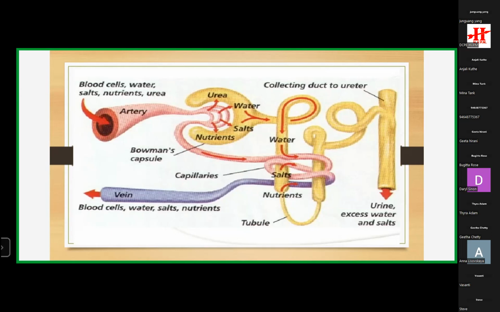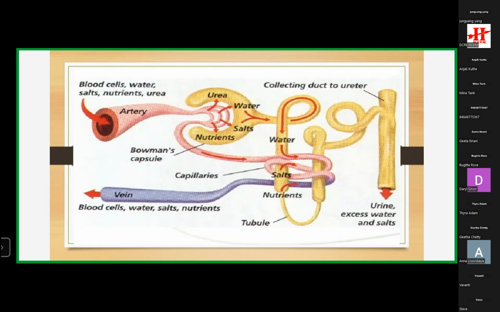Also, hormones known as calcitriol and erythropoietin are secreted from the kidney. The calcitriol hormone helps to form the active vitamin D and promotes strong and healthy bones. So this calcitriol hormone is a very important one.